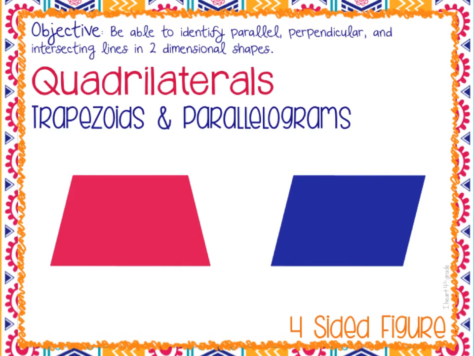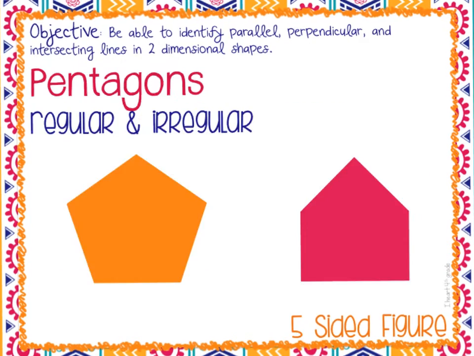The next shape is a parallelogram. When I look at the word parallelogram, I see the word parallel in it. Therefore, I know this shape is made up of parallel lines. But is this shape made up of perpendicular lines or intersecting lines? Once again, I'm going to look at the corners or the vertices. Are those square corners? If they're not square corners, then it's not made up of perpendicular lines. These two quadrilaterals do not have any perpendicular lines.